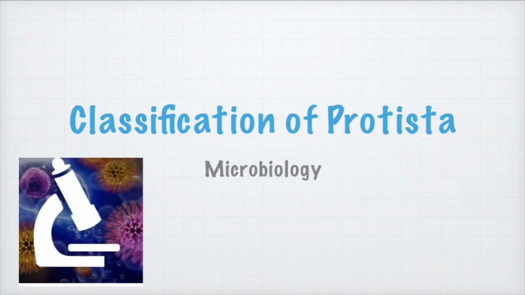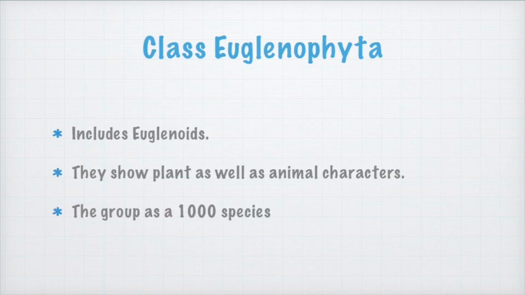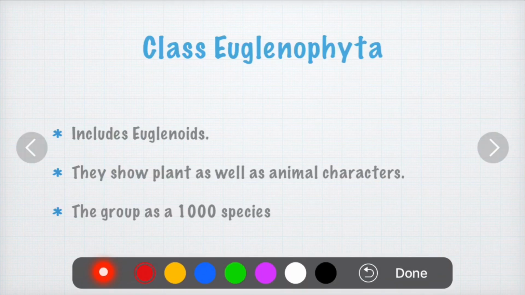Next educational video. In the last video, I discussed the kingdom Protista and its classification. I also discussed class 1 under division 1 of kingdom Protista. In this video, I am going to discuss class 2 and class 3 under division 1 of the kingdom Protista. So class 2 under division 1 of the kingdom Protista is the class Euglenophyta.